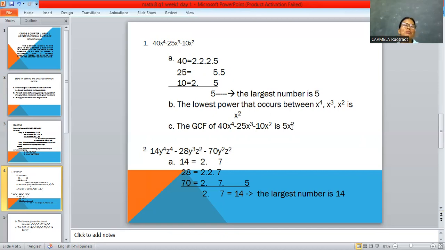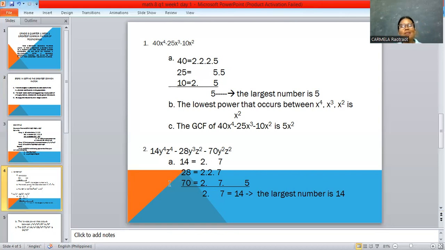So let's have number 2. 14 y raised to the power of 4, z raised to the power of 4, minus 28 y raised to the power of 3, z raised to the power of 2, minus 70 y raised to the power of 2, and z raised to the power of 2. So again, the first step is you are going to get the GCF of the numerical coefficients. So what are those numerical coefficients? We have 14, we have 28, and we have 70.